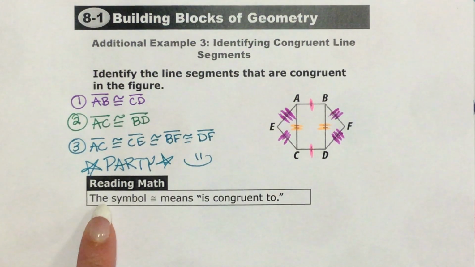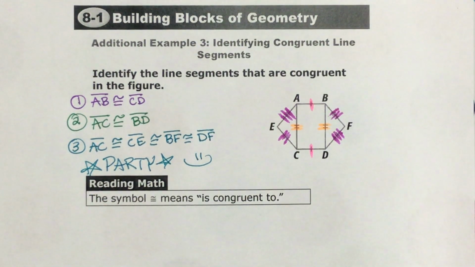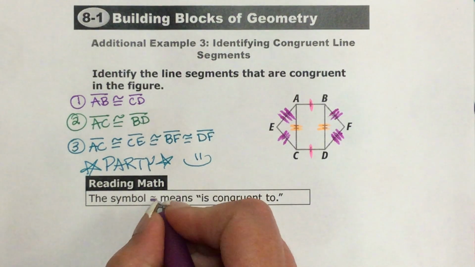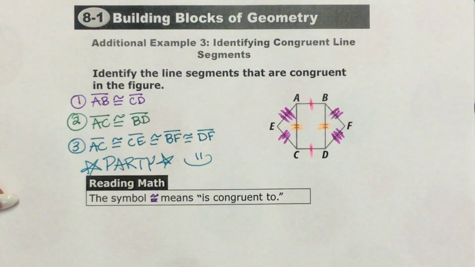This says reading math. It's important to read math. Let's read it together. The symbol, an equal sign with a little wavy thing on top, means is congruent to.